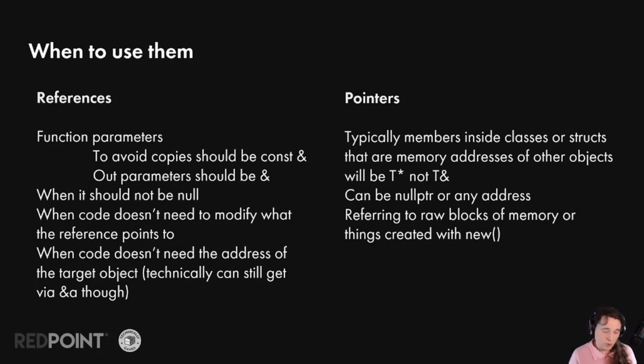If you're referring to raw blocks of memory or things you've created with new, they're going to be pointers because that's just how the language works. You need to have a pointer to point at the memory, right? You can obviously then pass that memory as a reference down to things by using a dereference operator, but you have to have the pointer itself because that's what's pointing to the heap, and the pointer is also the thing that you're going to call delete on to free the memory later.